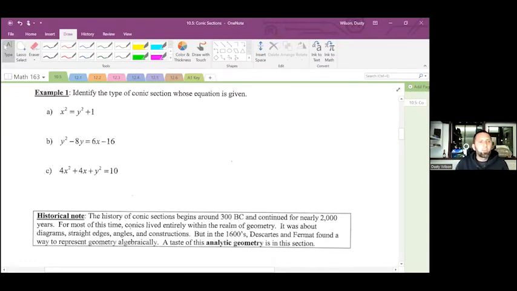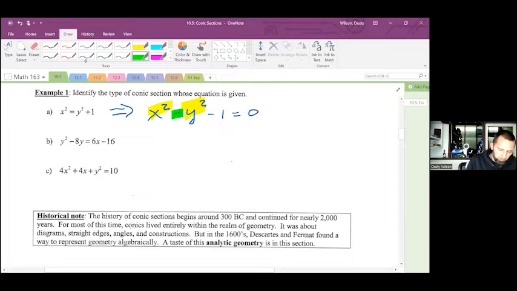Example 1. Identify the type of conic section whose equation is given. A, x squared equals y squared plus 1. So we could start by moving it into our standard form. So we have x squared minus y squared minus 1 equals 0. Here are our 2 terms that have the squares in them, and notice they have opposite sign. And so this is a hyperbola, because of the opposite sign.